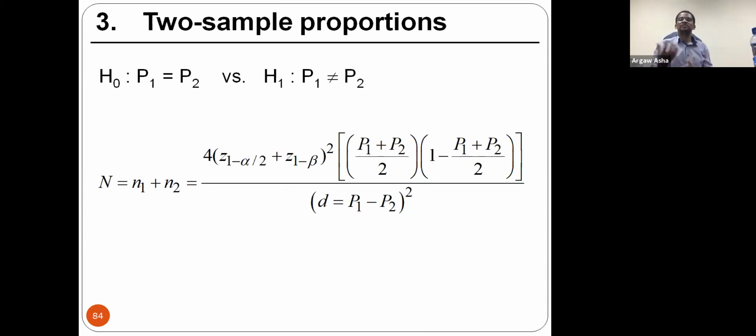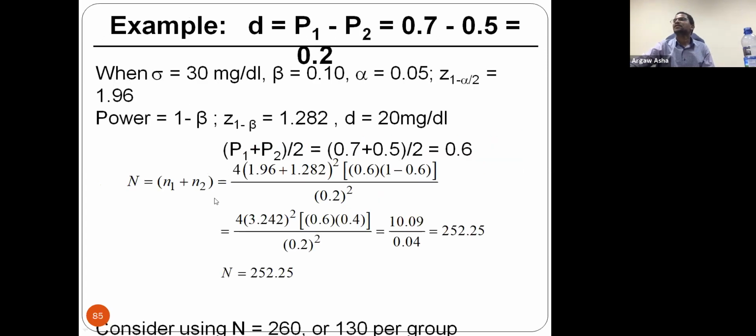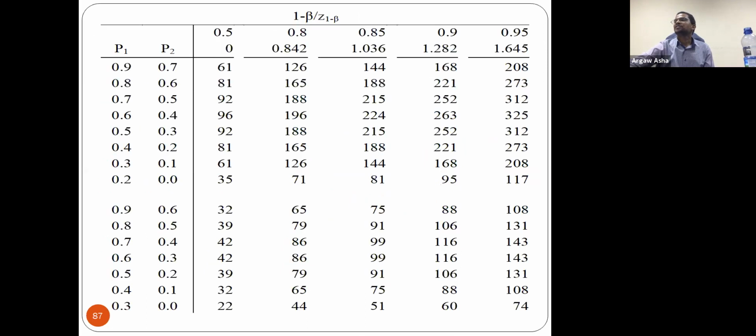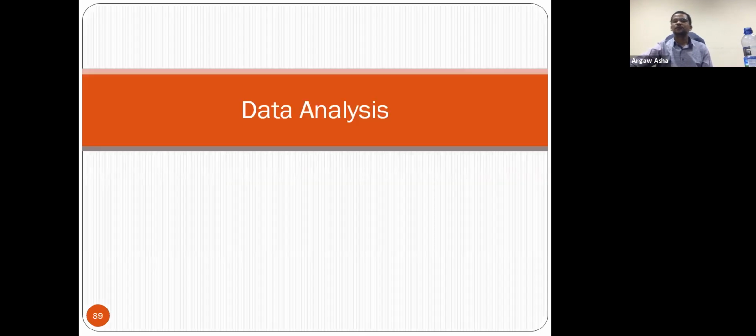And the other is two-sample proportion. Whenever we are giving proportions for two samples, P1 and P2, the difference between P1 and P2, we check. The same example works. As before, P1 and P2 are 0.7 and 0.5, which is a 20% difference, and N is around 252. You can also find this in table form.